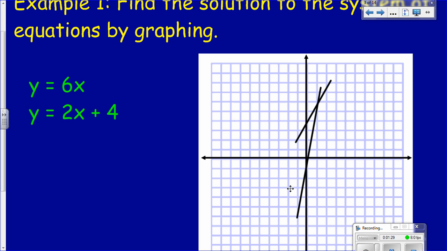In order to check to see that we graphed it correctly, you're going to substitute in 1 for x and 6 for y, and see if it makes these equations true. 1 times 6 is 6, so it works on our first one. 1 times 2 is 2 plus 4 also equals 6. So 1, 6 is the solution to this system of equations.